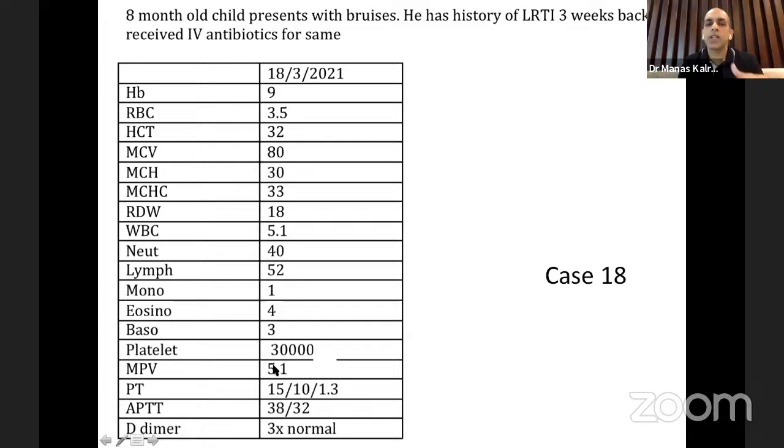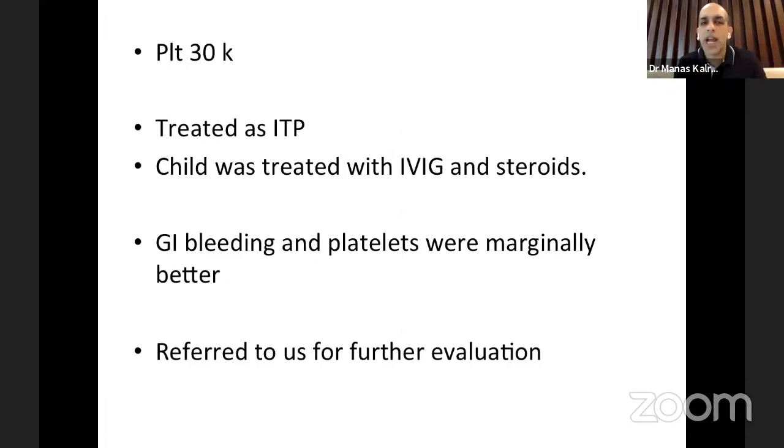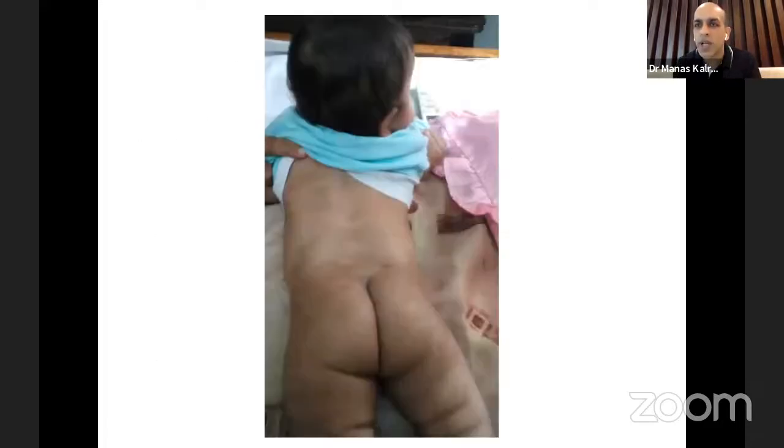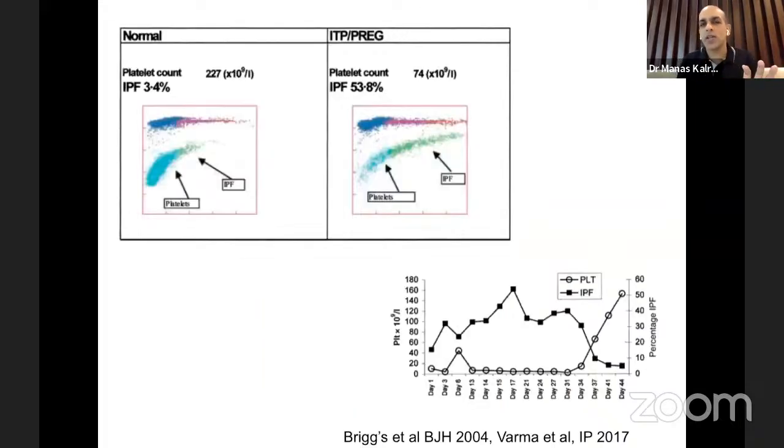But everybody ignored that. They thought this is ITP, treated this child as ITP, gave IVIG, gave steroids, there was GI bleeding, platelet was marginally better, but the child was not getting totally better. Then the child was referred to us. What we did? Stripped the baby, examined. There was eczema on the skin. And we went back, looked at the MPV. The MPV was low. So you know that the diagnosis of this child is Wiskott-Aldrich syndrome.